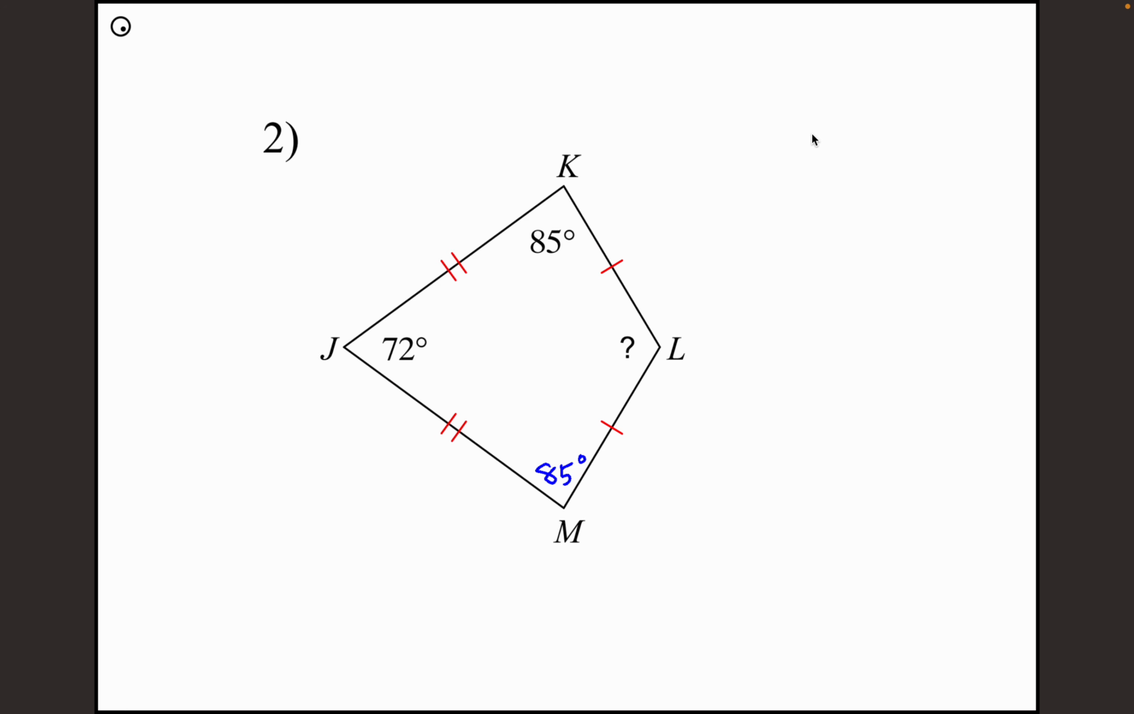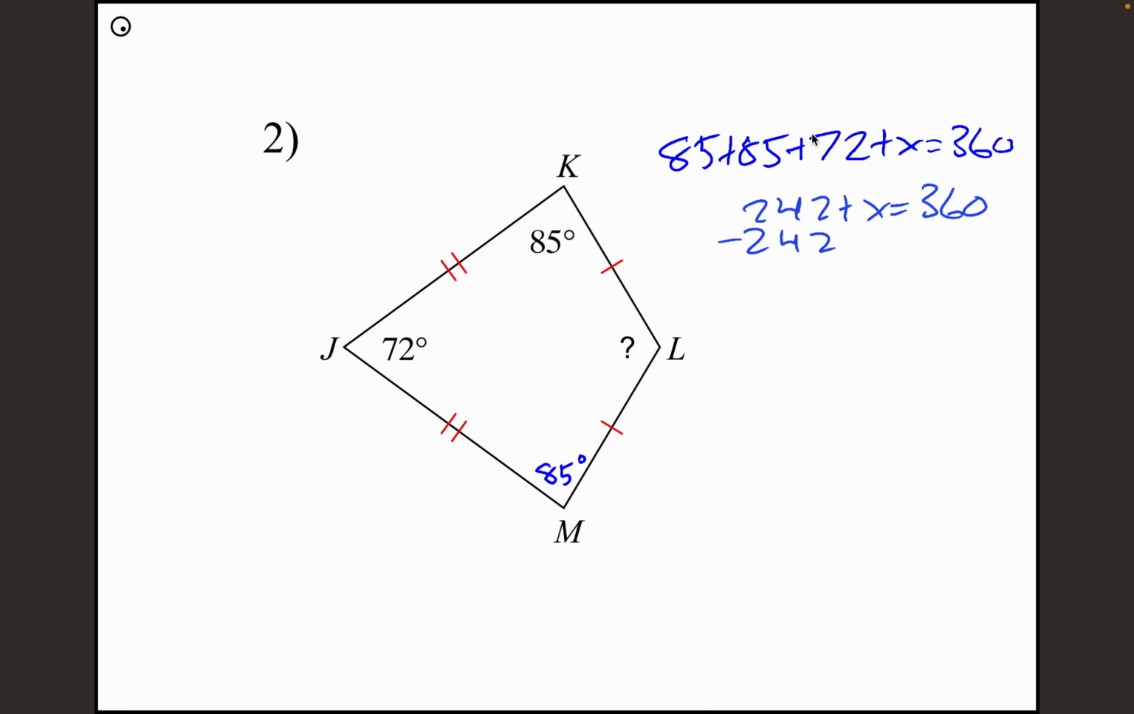Yeah, 360. So all the angles add up to equal 360, so we can just do 85 plus 85 plus 72 plus x equals 360. Okay, so we add those numbers together. So what's 85 plus 85 plus 72? So we have 242 plus x equals 360, minus 242, and x equals what? 118 degrees. And there is our angle.